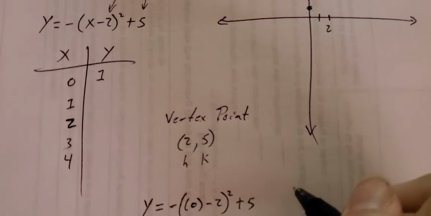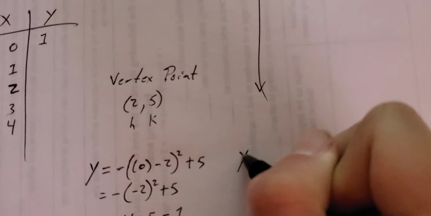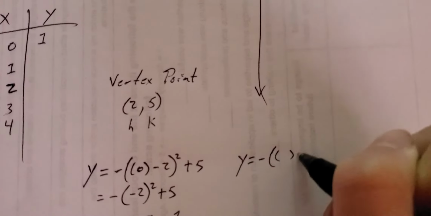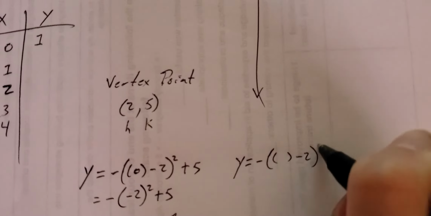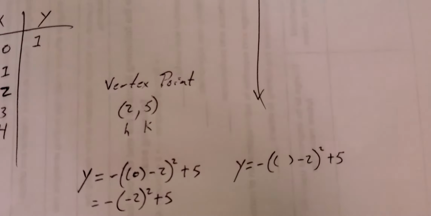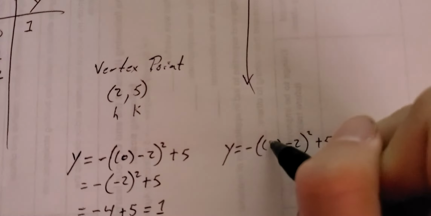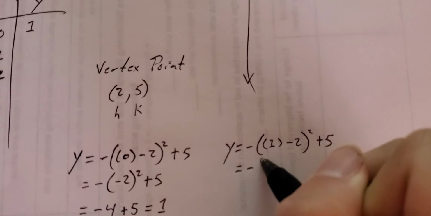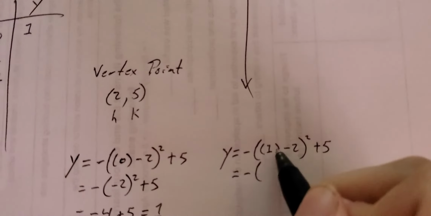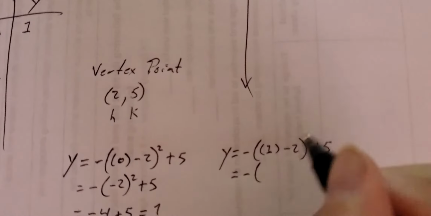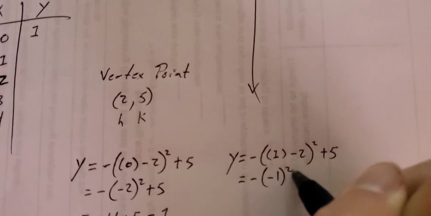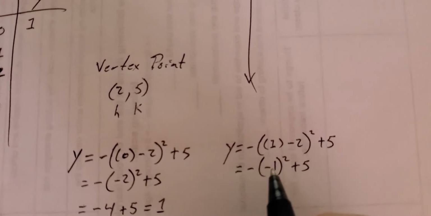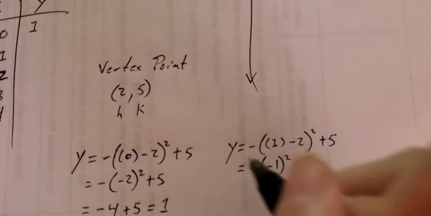At x equals 1. So again, I'm making my graph. Y equals negative, parentheses, where I'm going to put my x value, minus 2, squared, plus 5. I said x was going to be 1 in this case. So I get negative, and inside first, positive 1 minus 2. That gives me negative 1 squared plus 5. So negative 1 times negative 1 is positive 1, and the negative makes it negative 1.